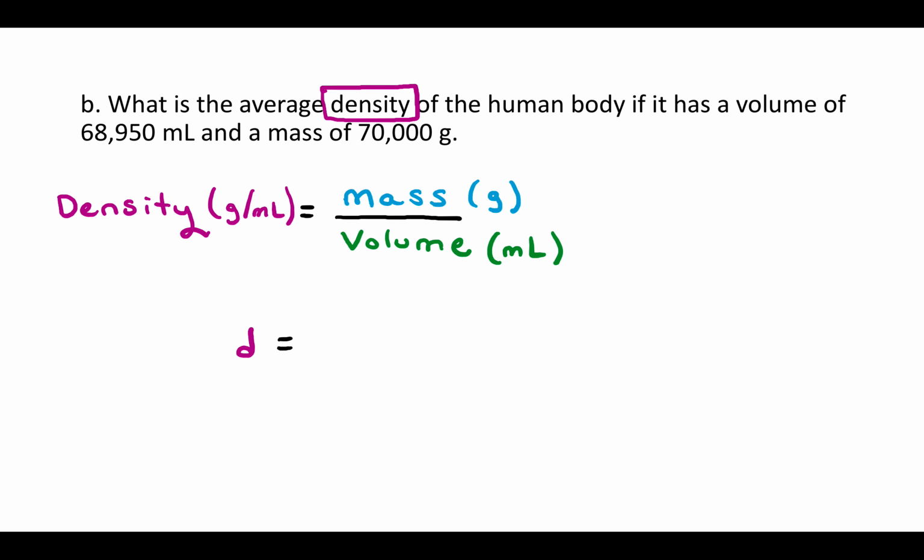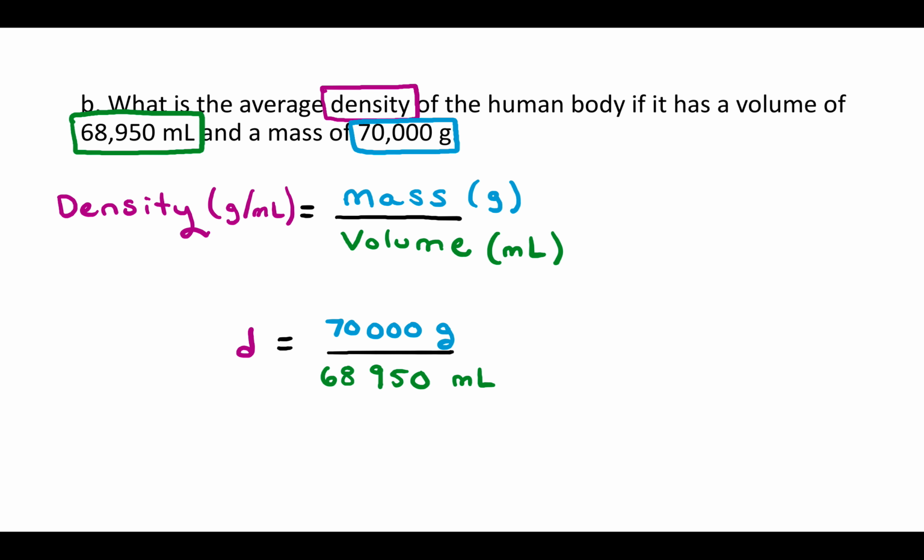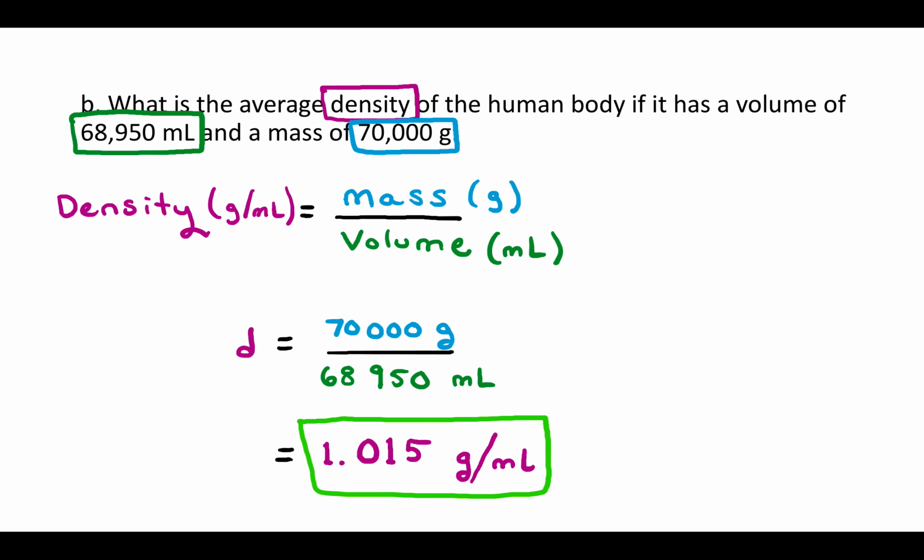And the next thing we run across is if it has a volume of 68,950 milliliters. So because those are milliliters, that's a volume, I'm going to put it on the bottom of the fraction. And a mass of 70,000 grams. And because those are grams, it's a mass, I'm going to put it on the top. And from here, you just plug it in a calculator. 70,000 divided by 68,950, that should give you 1.015, and your units are grams per milliliter.